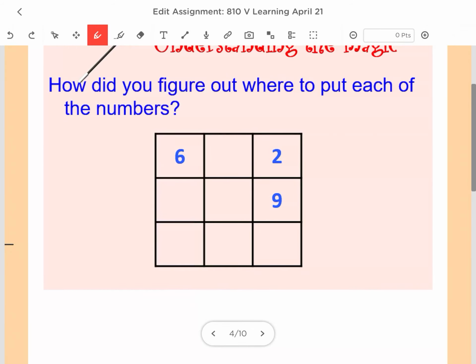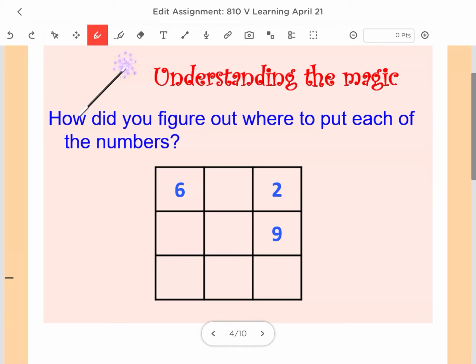So the first thing we're going to do is start by going through the magic square that was on slide 3 to see if you were able to get all the correct answers and to understand where the numbers came from. So if you start by trying to find a missing number, you're looking for any row, column, or diagonal to see if it has a sum of 15.